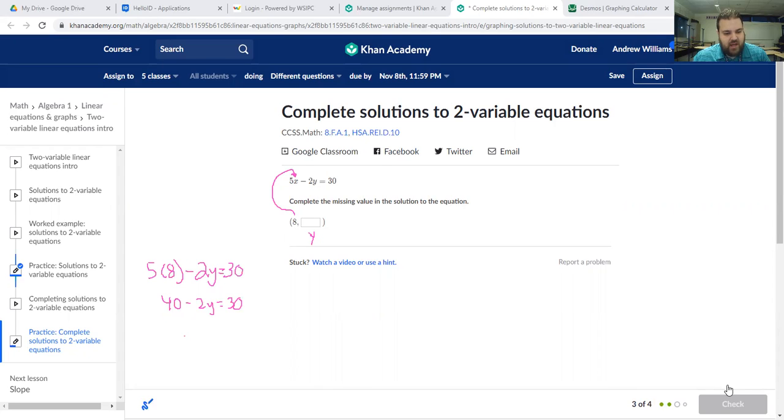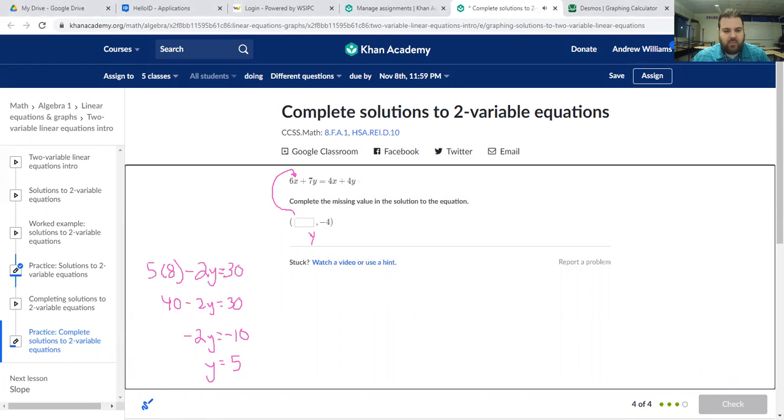Subtract 40 on both sides, and I'll bring down the negative 2y. When you subtract 40 here, it goes away. When you subtract 40 from 30, that's negative 10. Divide both sides by negative 2. When I divide both sides by negative 2, I get a positive 5. So the answer on this problem is 5.